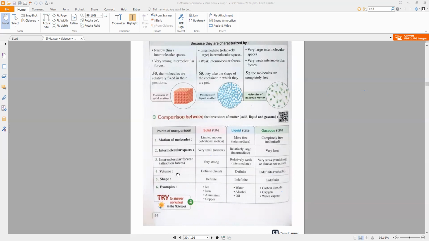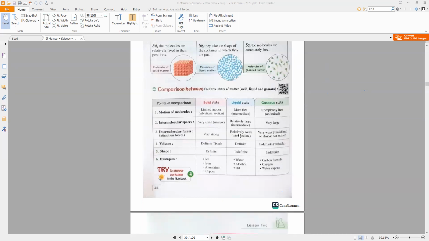The volume, as we said before: solid has definite volume and definite shape. Liquid has definite volume and indefinite shape. Gases have indefinite volume and indefinite shape. Some examples of solids: ice, iron, aluminum, copper. Examples of liquids: water, alcohol, oil. Examples of gases: carbon dioxide, oxygen, water vapor, the air. Any examples of solids, liquids, and gases. This is a comparison between solid, liquid, and gases.